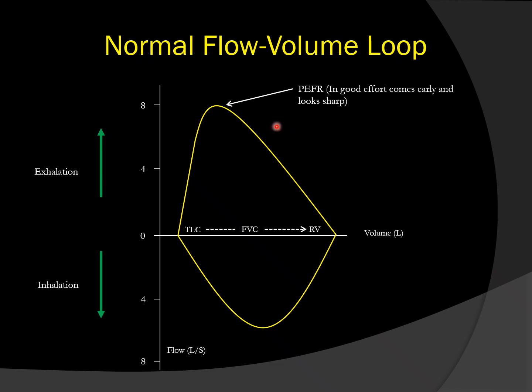So in a good effort, the peak flow comes early on before much volume comes out, and it's fairly sharp. It could even be sharper than what I'm showing you right here. This is a little bit rounded. The better the effort, the sharper the peak flow is. In this example, the peak flow is 8 liters per second, and that corresponds to a peak flow of 480 liters per minute on a peak flow meter, since there are 60 seconds in a minute.